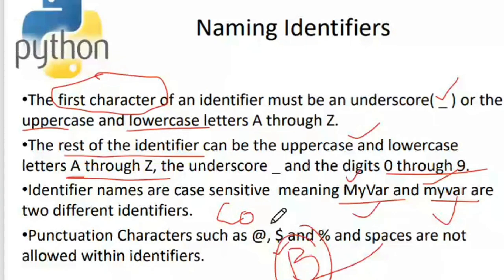The punctuation characters like at the rate, dollar, and percentage, and spaces, all these are not allowed within the identifiers. You cannot say my space variable and all that. Identifier names cannot start with numbers. You cannot start identifier names with numbers.